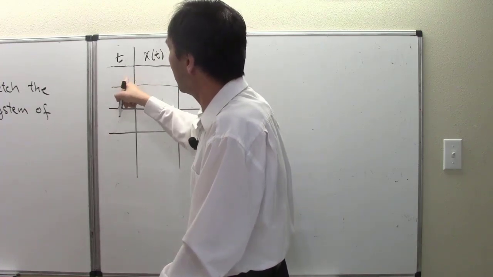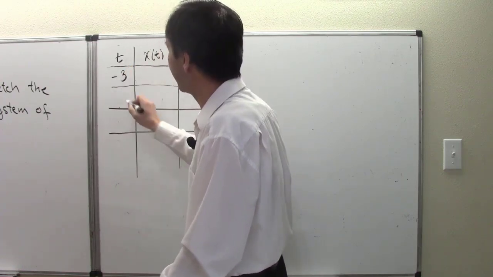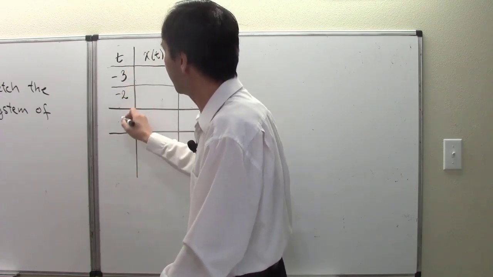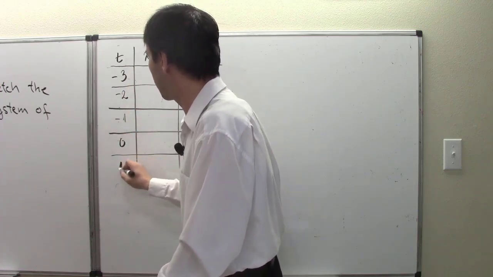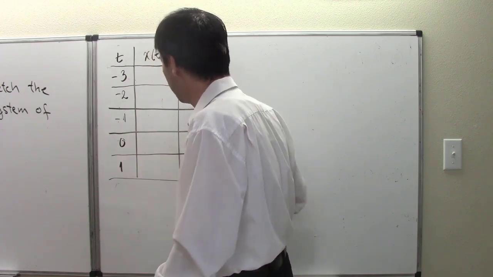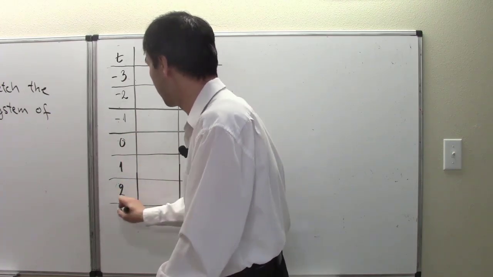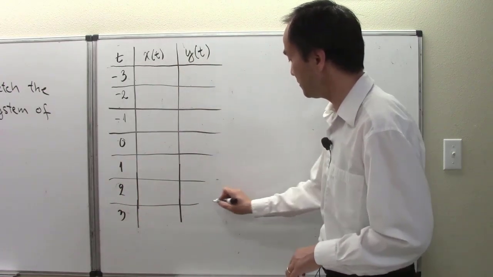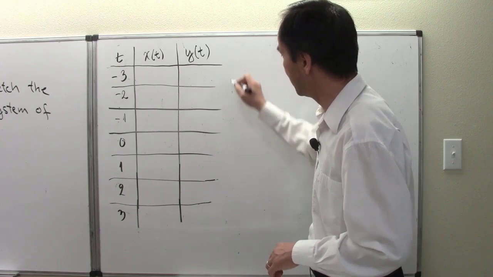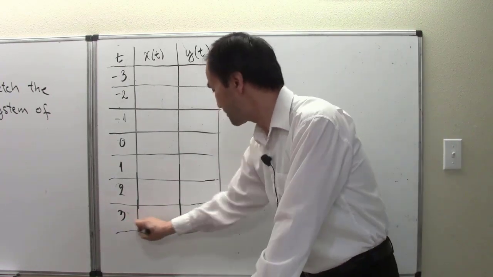We can go with a few negative values. How about negative 3, negative 2, negative 1, and then 0, and then let's go successively a few other values like that: 0, 1, 2, and 3. Just for all of that. All right, and so now we can easily do this.